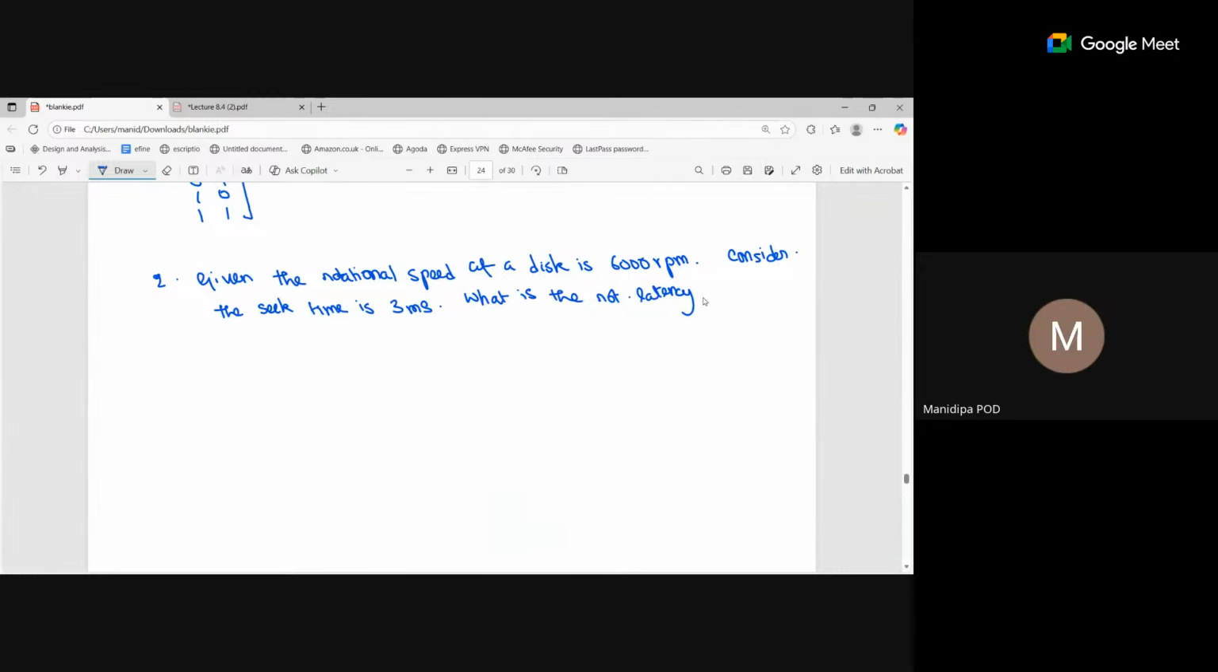So what did I say? Whenever we ask rotational latency, you have to give the average one. You have the formula. Try to solve this. RPM means rotations per minute, so per minute. What is the formula for average rotational latency? Half into the time for one complete disk rotation. Correct. So just find out that time, how much time one complete rotation will take. And remember the answer should be in milliseconds because here the data is given in milliseconds.